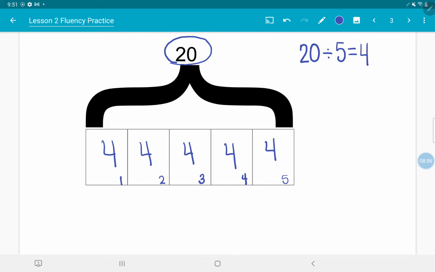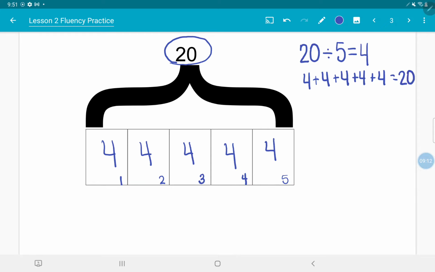4 plus 4 plus 4 plus 4 plus 4. Very good. It's going to be 4 plus 4 plus 4 plus 4 plus 4 equals 20.